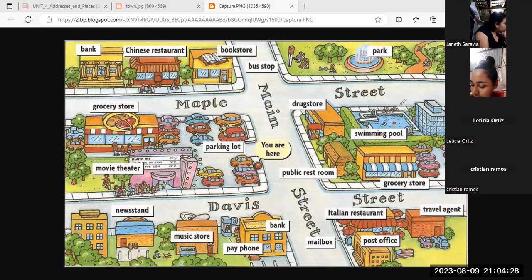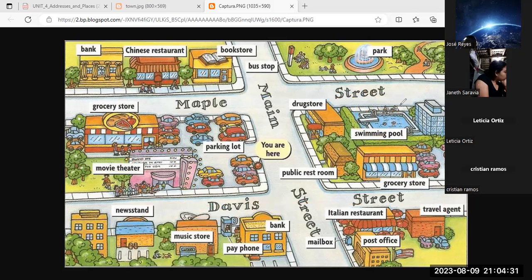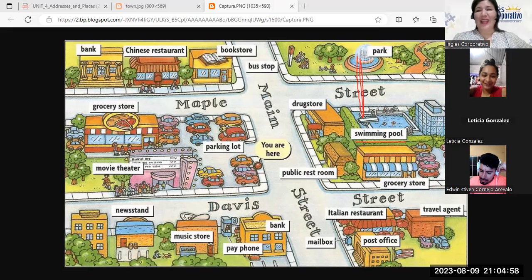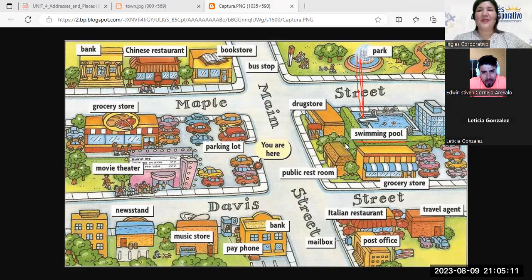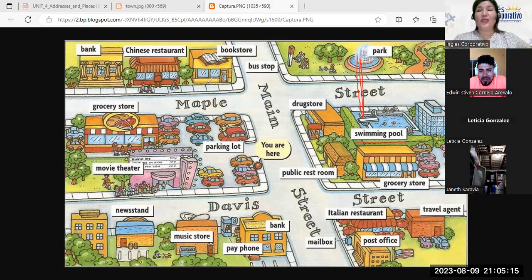The park. The park, ajá. In front of... the park is in front of? No sé. Swimming pool. The park is in front of the swimming pool. Very good job. Bye bye. Bye, Catherine. Hey, Mr. Edwin. The parking lot? Of the bookstore. Okay, the parking lot is in front of the bookstore. Good, Edwin, bye bye.